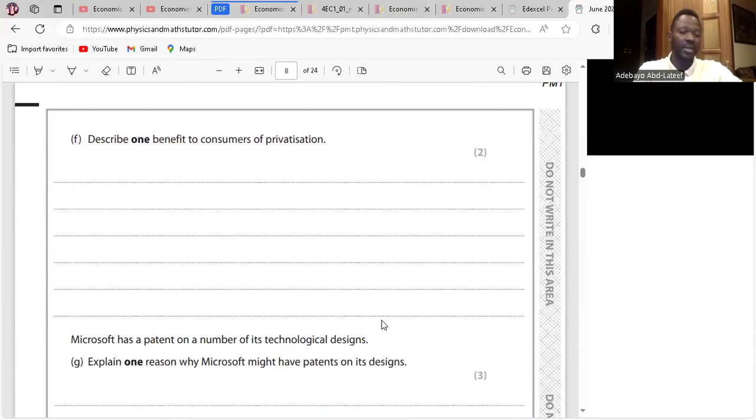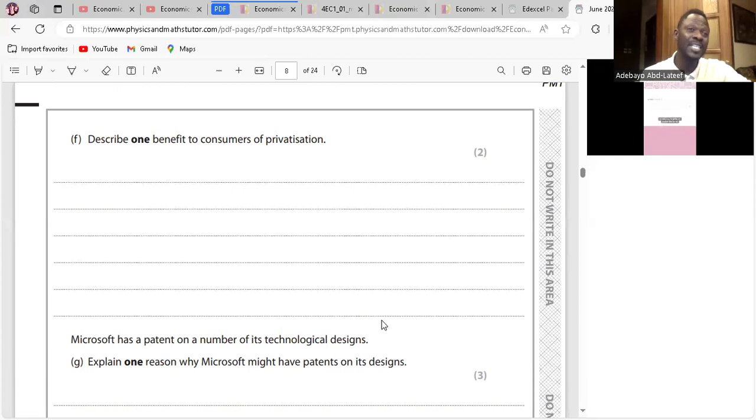Go to F. Describe one benefit to consumers of privatization. So first, what is privatization? Privatization is the transfer of state property or state-owned businesses to individuals or groups of individuals or private firms. So privatization increases consumer choices. That's the advantage. It increases consumer choices as more firms will be encouraged to produce.